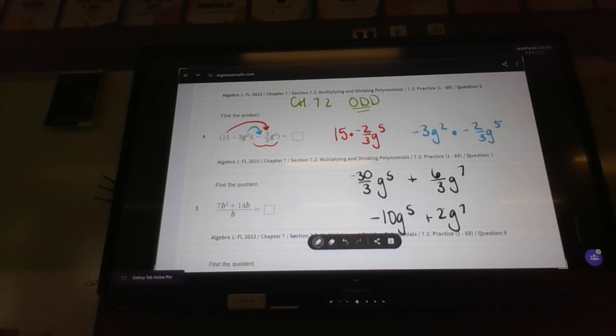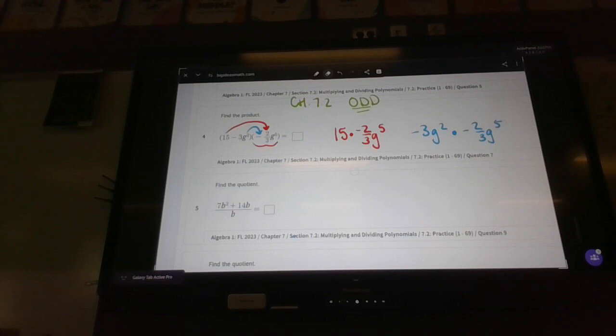Alright, number 5 online from the odd section. Let me read this. So I'm going to separate 7b squared over b plus 14b over b. Have you done this one yet? No, it's right there. So now b squared over b is just 1b left over. And for the 14, the b's cancel out.